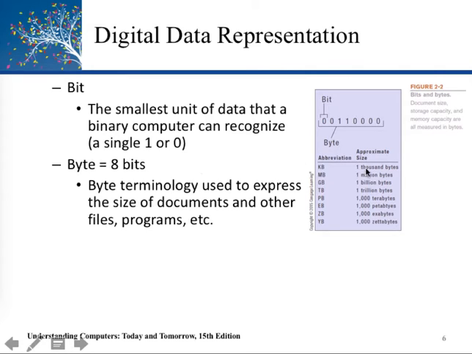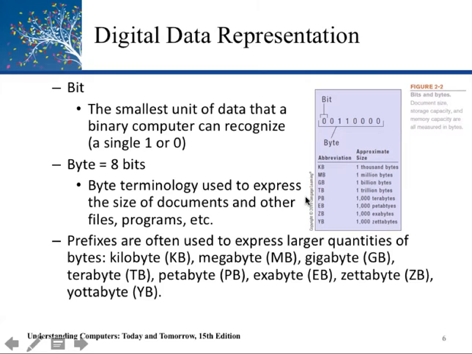So for example, 1,000 bytes has the abbreviation KB. 1 million bytes has MB. And what those abbreviations are, they're actually abbreviations of larger quantities. So a kilobyte is 1,000 bytes. A megabyte, 1 million bytes. A gigabyte, 1 billion bytes.